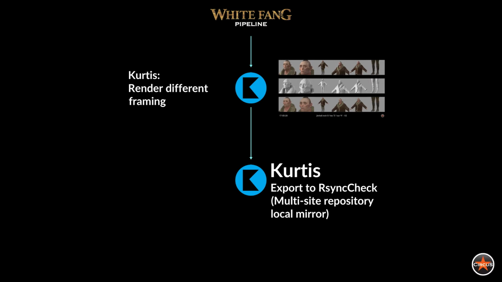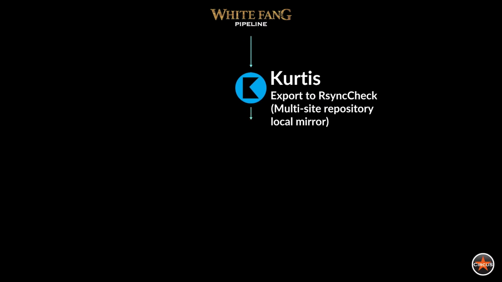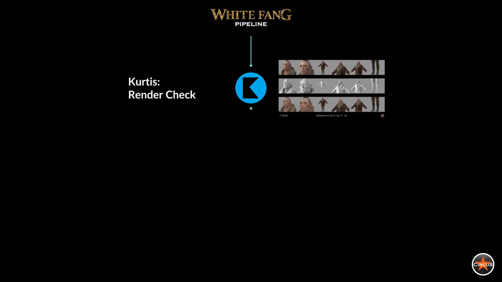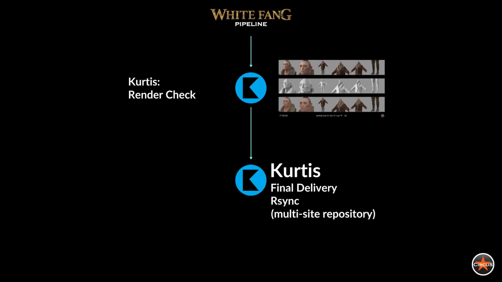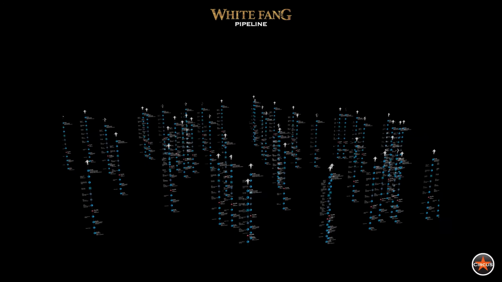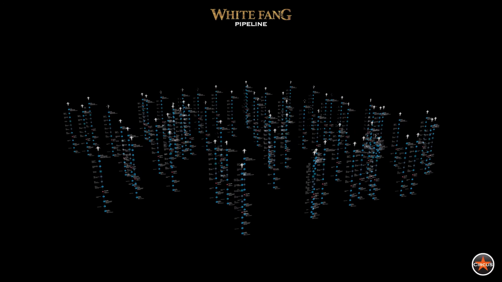This export is done to a local folder before the final delivery. This allows us to recalculate the quality control images to check this export. The asset is then delivered to the multi-seat repository. The 99 characters of the film are created with this method, as many times as necessary to get the final result.